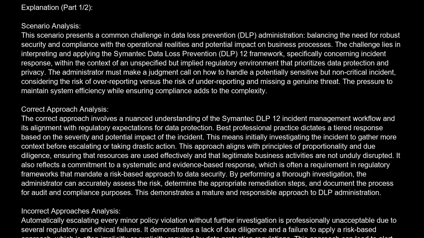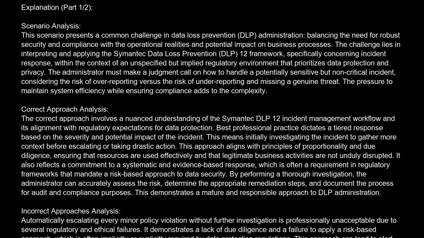Explanation. Scenario analysis. This scenario presents a common challenge in data loss prevention (DLP) administration, balancing the need for robust security and compliance with the operational realities and potential impact on business processes. The challenge lies in interpreting and applying the Symantec Data Loss Prevention (DLP) 12 framework, specifically concerning incident response, within the context of an unspecified but implied regulatory environment that prioritizes data protection and privacy.